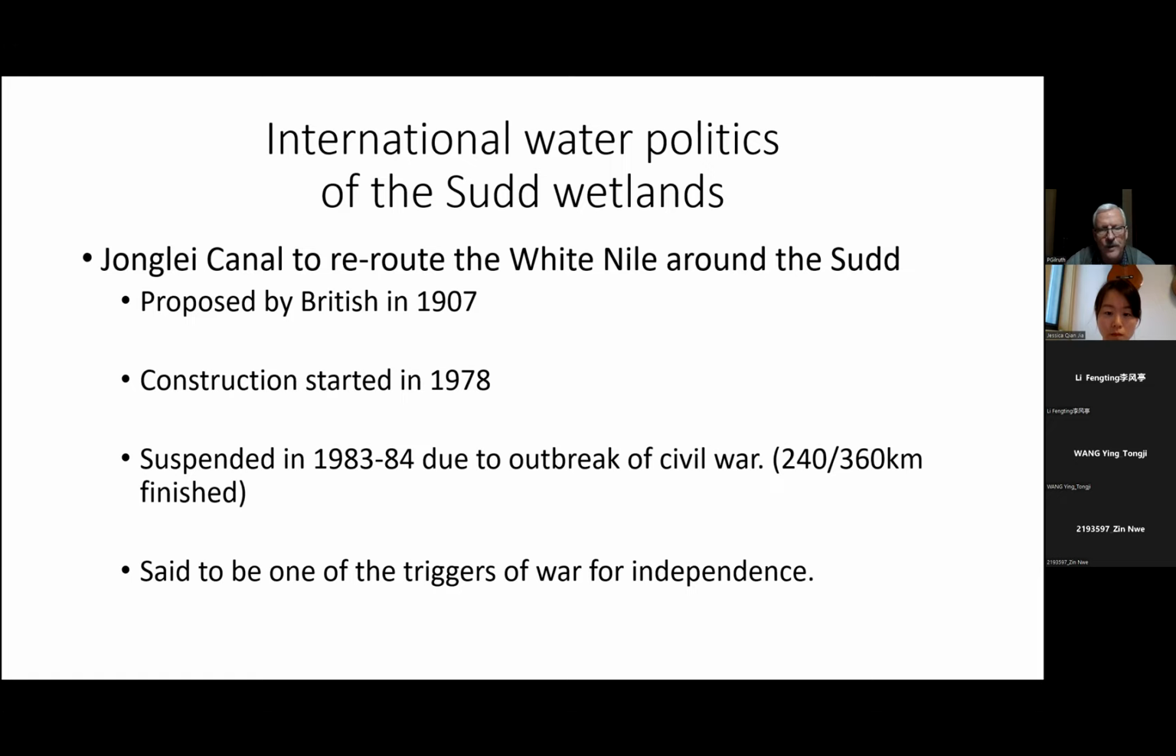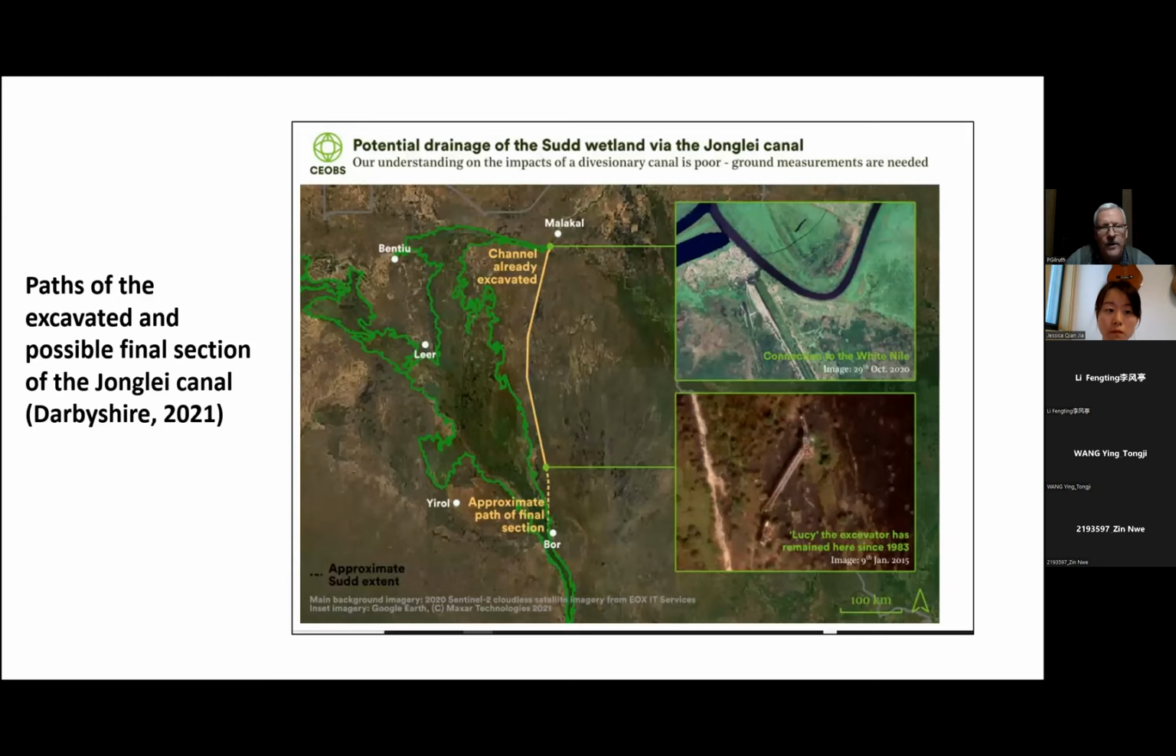Going to the next slide, here we see a satellite image of the excavated and possible final section of the Jonglei Canal. That's the name of the canal. In green on the left, you see an outline of the Sudd swamp area. And then in yellow, you can see what already has been excavated. And the dotted line is what remains to be excavated since 1983. And then in the inset, you see a picture of the excavator, which has been sitting there since 1983, on the lower right-hand side. Going to the next slide.